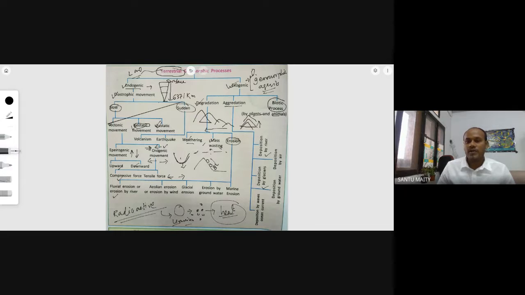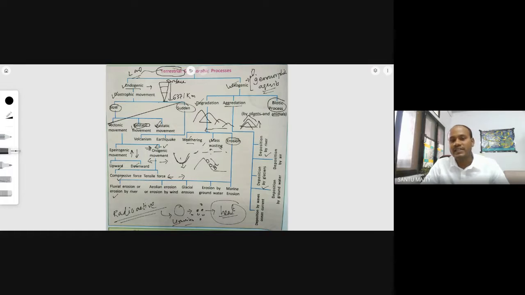Animals, including human beings, are also responsible for the exogenetic process, because of anthropogenic activity, the activities of humans. Particularly if you are trying to build a road in a mountainous region, this is anthropogenic activity, and because of that many things can happen. Maybe a landslide can happen, maybe erosion can increase in the mountainous region. So in this way, the biotic process, governed by biotic elements like plants and animals including human beings, is also part of the geomorphic process.